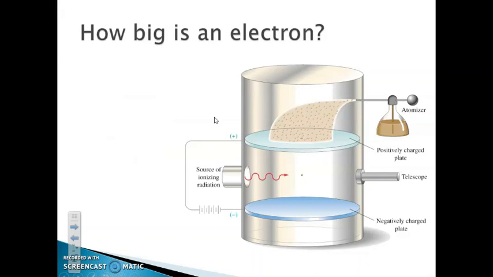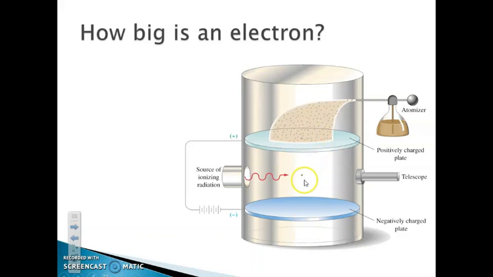So how big is an electron? Well, that fell to Robert Millikan, an American, to figure that out. He used a rather ingenious contraption here. He sprayed some very fine oil drops into this contraption, and this contraption also had two metal plates. The bottom one was negatively charged, top one was positively charged.